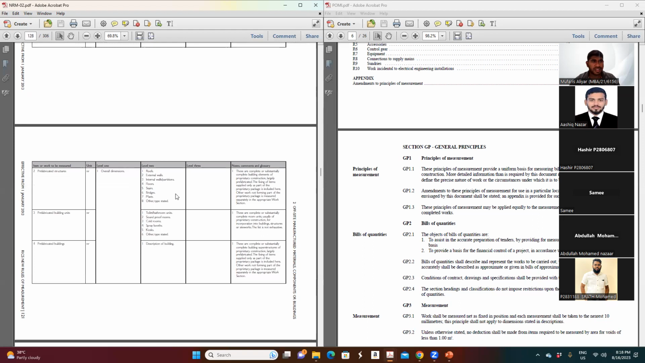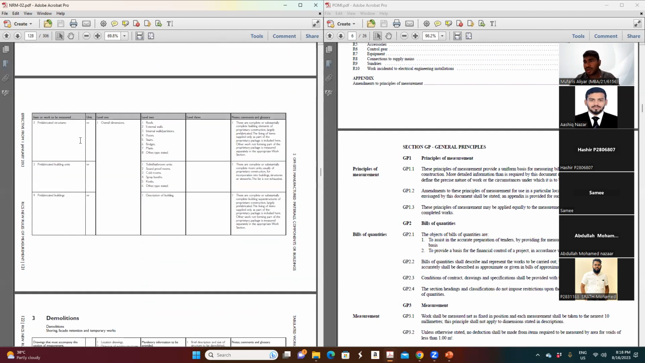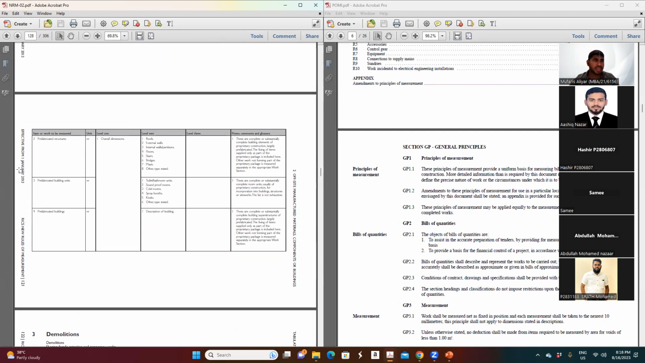Offsite manufacturing means things that you manufacture outside, not on the site, and you bring them and install them in the project. It can be a precast panel, a prefabricated panel, or a prefabricated toilet. Sometimes these toilets they fabricate outside, bring by container, then just place it and fix it. So this kind of construction is going on nowadays. You have to be very careful.